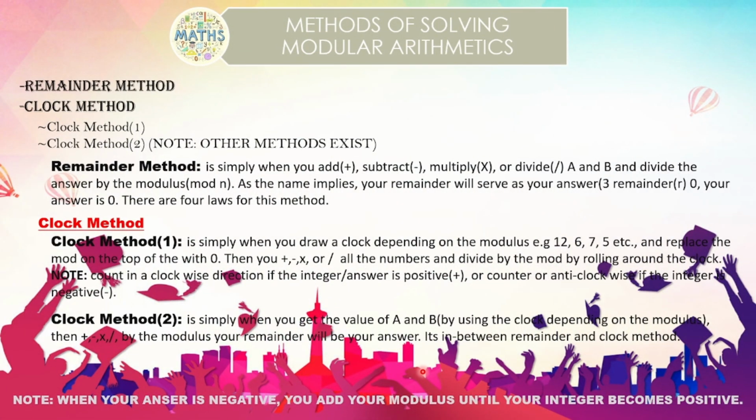These are the methods of solving modular arithmetics, which are basically three methods: remainder method, clock method 1, and clock method 2. Note that other methods exist.